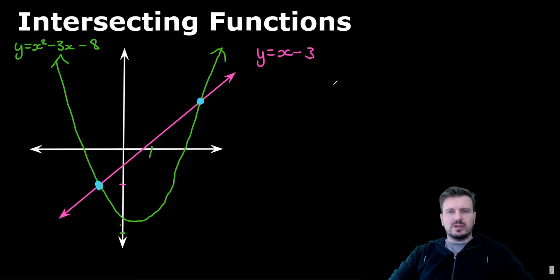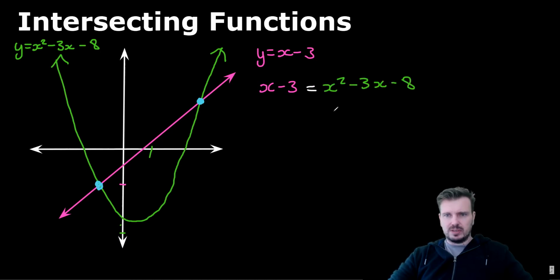So the way we do it is that we can just make them equal to each other, because you see that pink crosses green at that point, and pink crosses green again. So they are the same at those points. So we simply make them equal to each other. We will just say x minus 3 is equal to x squared minus 3x minus 8. And now we simply solve using algebra.